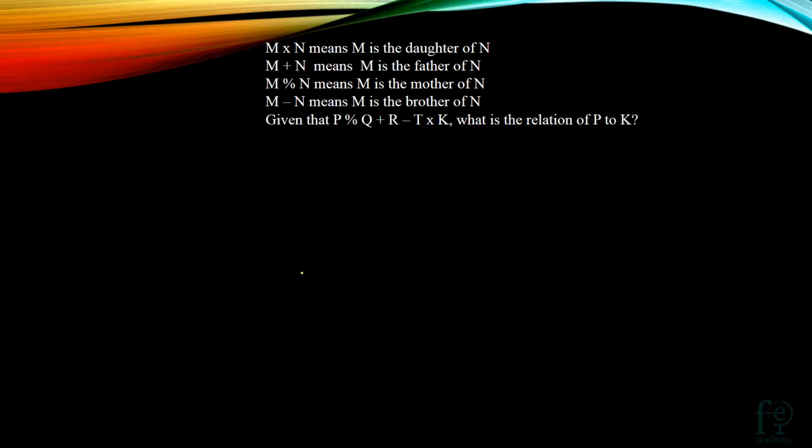Now let's go to the second question of the same format. These kinds of questions can come for CAT. M cross N means M is the daughter of N. M plus N means M is the father of N. M percentage N means M is the mother of N. M minus N means M is the brother of N. Given that P percentage Q plus R minus T cross K, what is the relation of P to K?